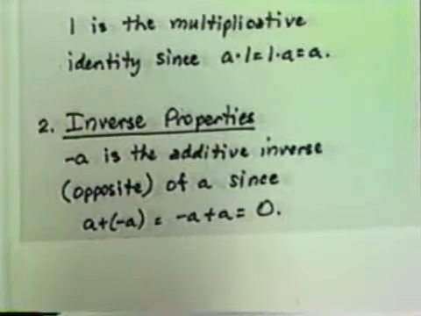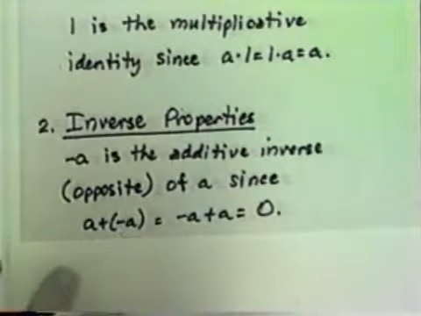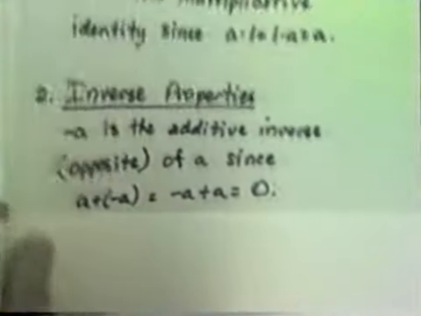Minus a is the additive inverse or opposite of a, since a plus minus a is the same as minus a plus a is equal to 0. Adding a number and its opposite will give you 0. Adding a number and its additive inverse will give you 0. The next property is the multiplicative inverse property.